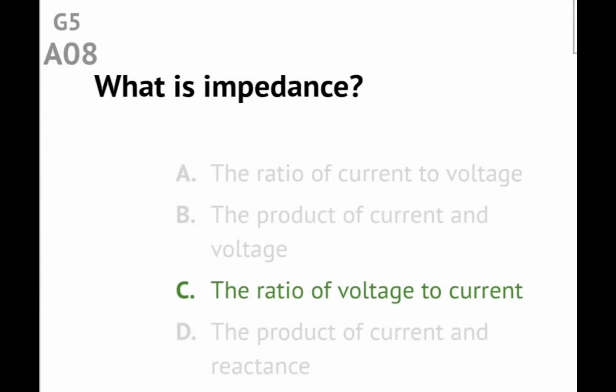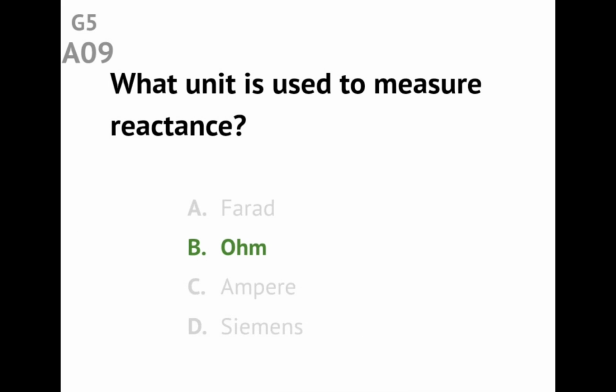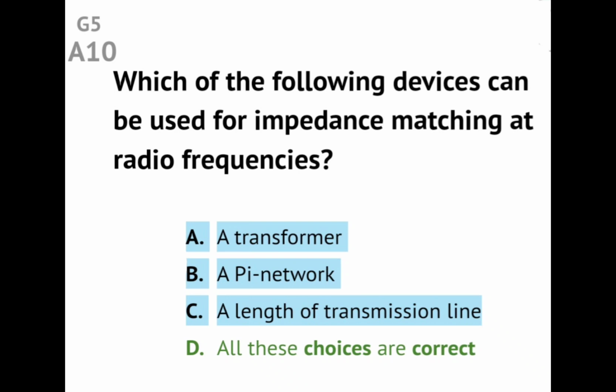Question G5A08. What is impedance? Answer: the ratio of voltage to current. Question G5A09. What unit is used to measure reactance? Answer: ohm. Question G5A10. Which of the following devices can be used for impedance matching at radio frequencies? Answer: all these choices are correct, which are a transformer, a P network, a length of transmission line.